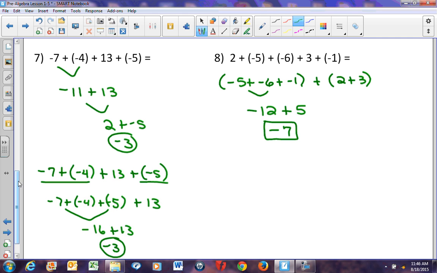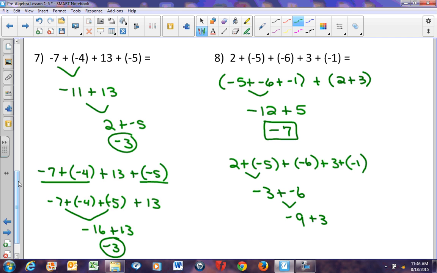Same problem, I could have done 2 plus negative 5 plus negative 6 plus 3 plus negative 1. I can do this, which is negative 3 plus negative 6, which is negative 9, plus 3, which is negative 6, plus negative 1, which is negative 7. Still got the same answer, just a slightly different way. You choose which way you prefer. Just remember, same sign, add them together, keep the sign. Different signs, subtract, keep the sign of the number that has the larger absolute value.